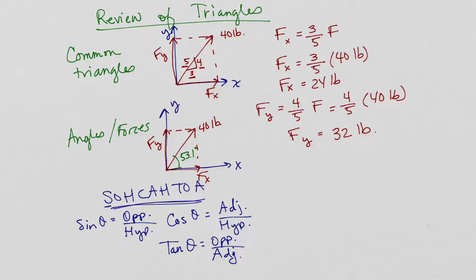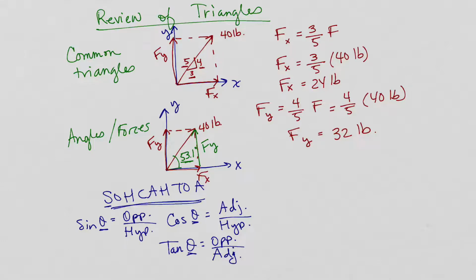You have to be careful with this. Just make sure that you pay attention to what angle this is. So for the 53.1, the adjacent line would be this F of x, and the opposite would be the F of y, which we could rewrite over here. So just remember to pay attention to where that angle is, because it matters. If that angle was up here, then that would change things.